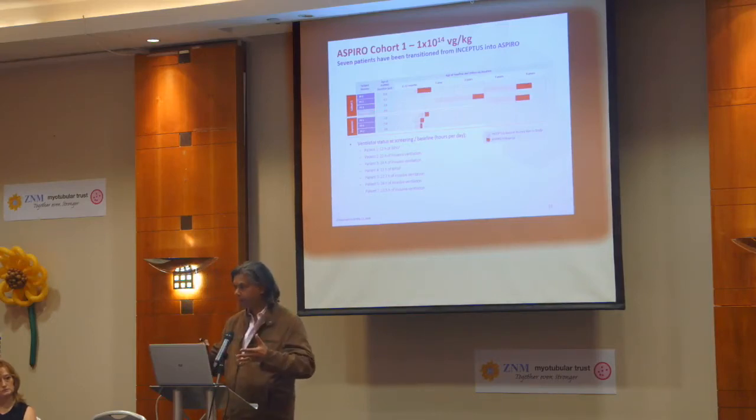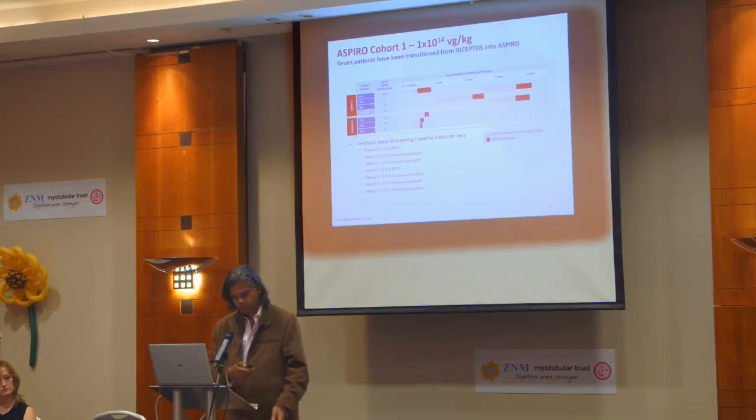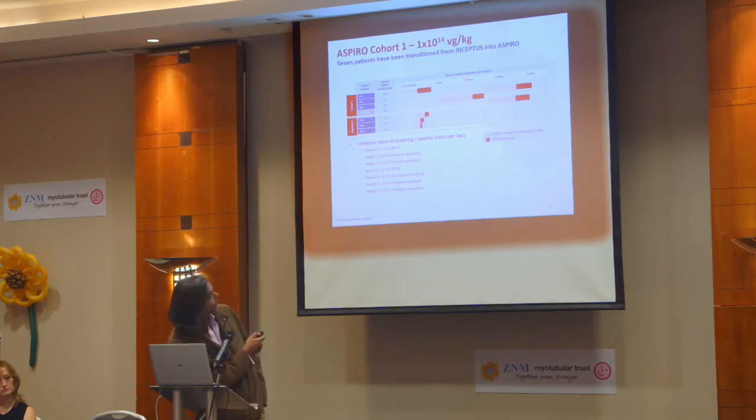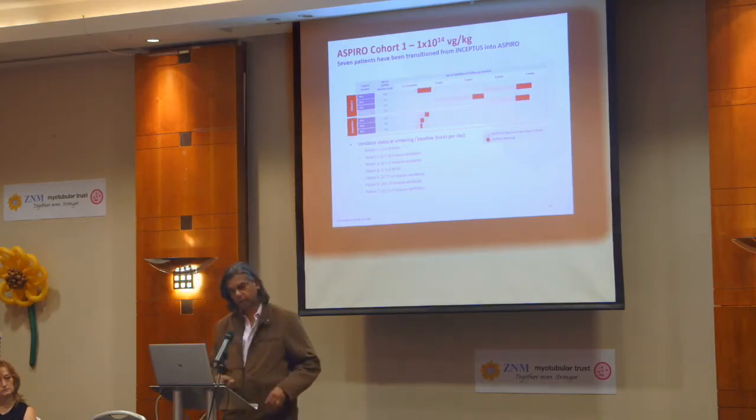So they're a comparator for the 6 patients who have received drug. And what you can see is all these children, the light pink is where they're in Inceptus, and the dark red is when they went over into Aspiro. So you can see how long they've been observed in each study.